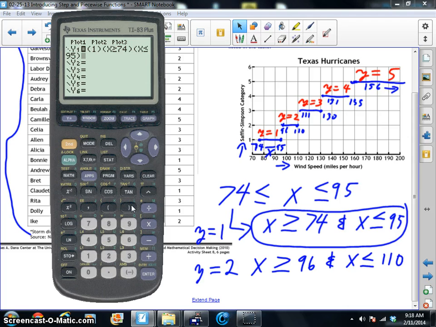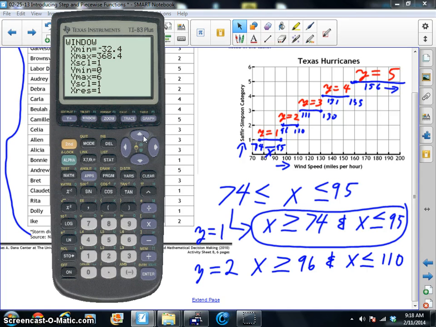So this is how you set up a window. There's a button right next to the y equals that says window. I'm going to hit that. And I'm going to follow what they said right here on the Texas hurricane. We're looking at the y's first. So I'm going to go ahead and see where it says y minimum. I'm going to hit 0 on that. And then I'm going to hit its maximum, which is 6. And keep the scale at 1. That way we don't have any troubles.